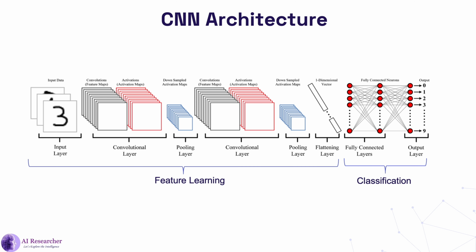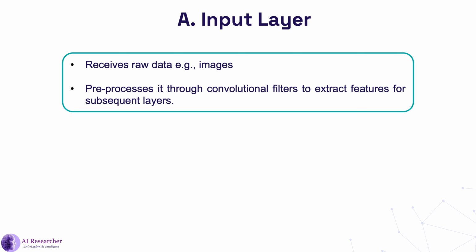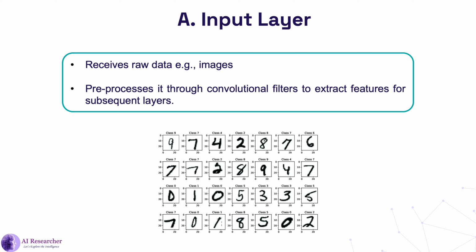So let's see the very first layer of the convolutional neural network, which is an input layer. This is the layer where it receives raw image data such as digits and pre-processes it using convolutional filter to extract key features which are essential for the classification tasks. So in this figure, this is handwritten digits, this is MNIST data set. It's just to show you what we can see in input layer.